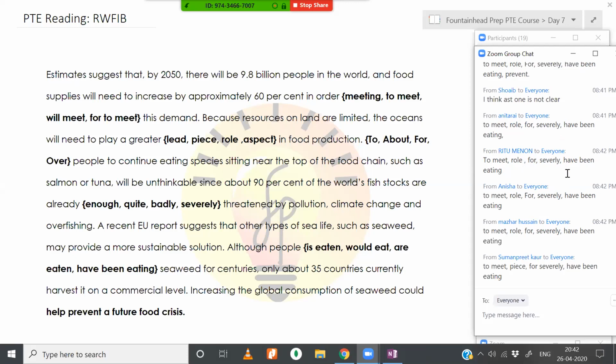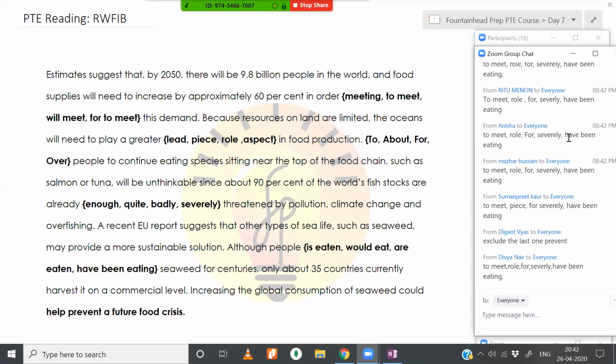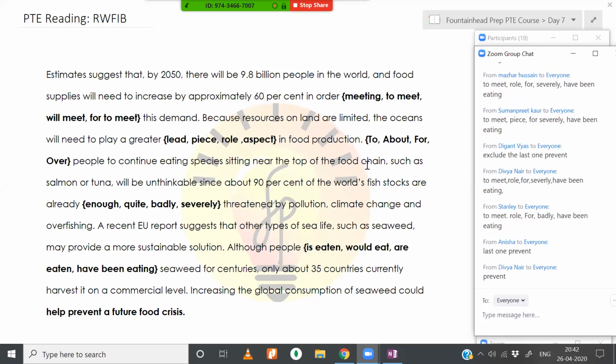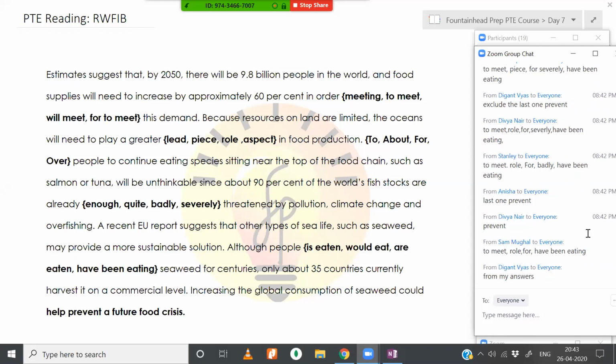Okay, so I think we have enough responses here. All right, so let's see. Last one, prevent. What is that? So last one, prevent. Oh, all right, all right.